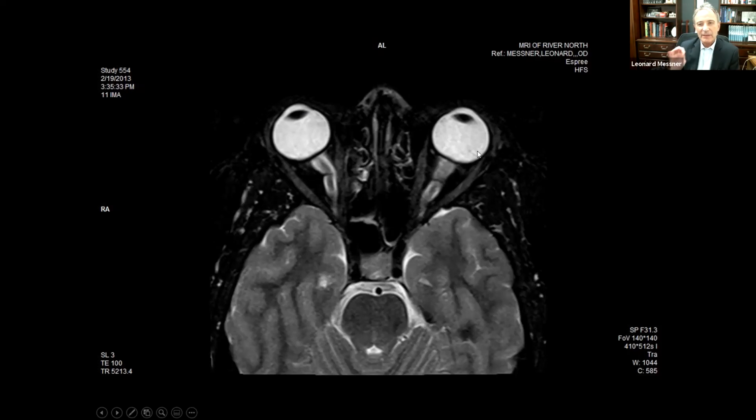Now that's literally the eye wall being pushed forward due to fluid and pressure building up within the subarachnoid space of the optic nerve. We see that there is something of a distended, tortuous appearance to the optic nerve here in the right eye, here in the left eye.